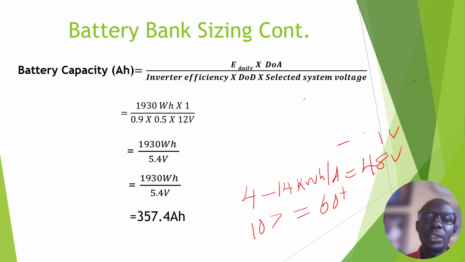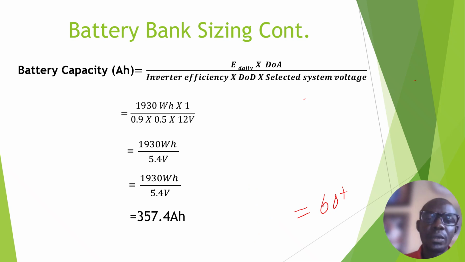So now the calculation. 1930, which is the total energy demand in watt hour, times the days of autonomy, I'm only considering 1 day, over the inverter efficiency, which is 0.9, times the depth of discharge of the battery, which is 0.5, times 12 volts, which is the selected system voltage. So if you do your calculations now, you will get this.